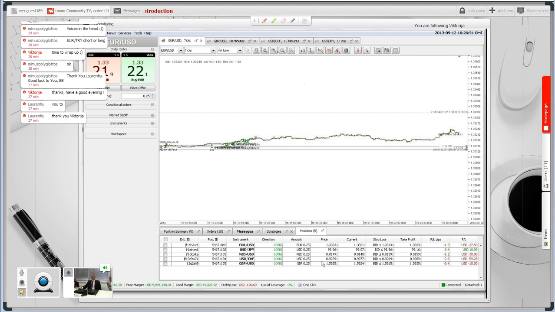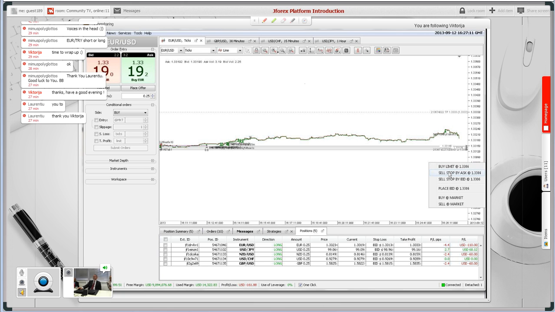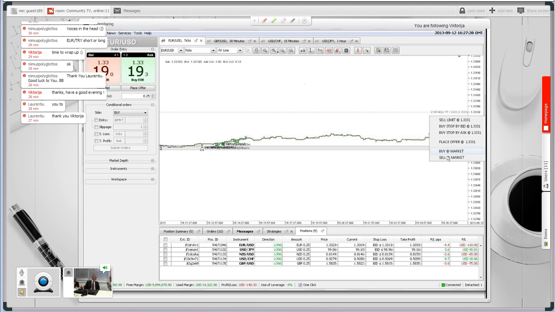I showed you from this conditional order how I can enter the orders on this left side. I can also do it if I make a right click on the chart. I can put my limit order as a buyer because I'm below the chart. I can set my stop orders below the chart. I can place my bid. I can buy at market or sell at market. And if I do the same over the chart, it shows me the opposite position.